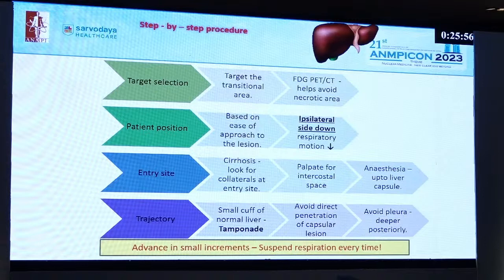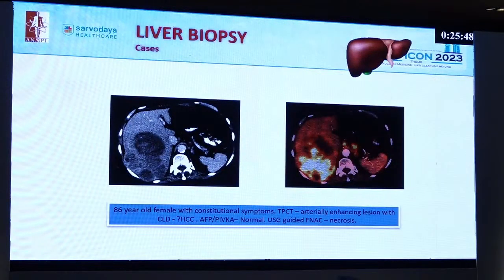So you have to go slowly to the lesions, and at each step the respiration should be suspended. So I'm showing a few cases. An 86-year-old female with constitutional symptoms. On 3-phase CT, an arterial enhancing lesion was there with CLD, and the query was HCC. The PIVKA was also normal, AFP was also normal. A US guided biopsy was done. Probably they may have hit some necrotic area.